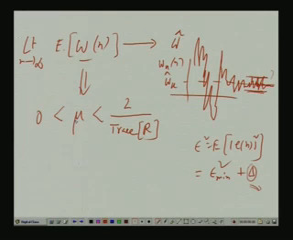If on the other hand mu is on the smaller side, rate of convergence will go down, it will take more time to converge, but this misadjustment or this excess mean square error delta will be less. Okay.